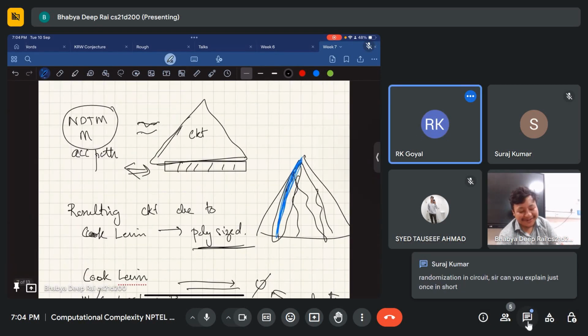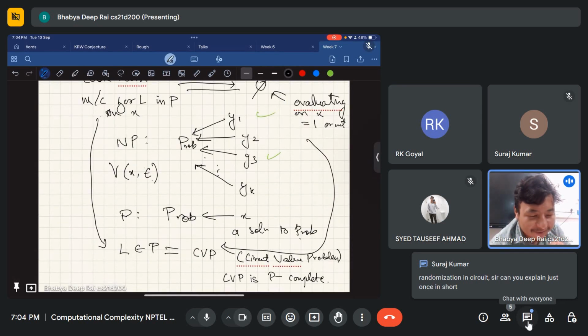Okay, sure, no problem. Okay, randomization in circuits, sir. Can you explain once in short?